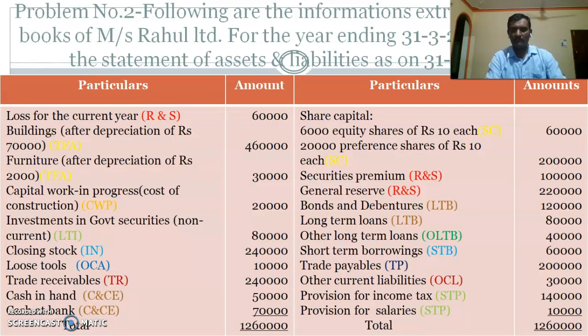Then we go to the next information, that is other long-term loans. So it comes under other long-term borrowings. Then short-term borrowings is an item of short-term borrowings. Then trade payable is the item of trade payables. Then other current liabilities is the item of other current liabilities. And they have given information about short-term provisions. Two items are there: provision for income tax and provision for salaries. These items are to be recorded under the note short-term provisions.